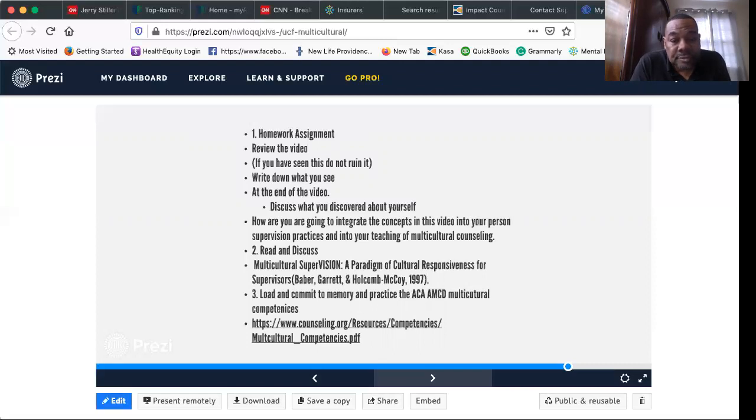Next thing I want you to do is read and discuss the Multicultural Supervision article that really talks about this model, the vision model. I want you to talk about that, and then the third thing is you got to get into, and I'm sure you're doing it in class, the multicultural competencies and dig into the competencies.